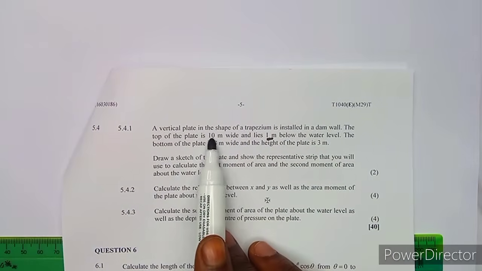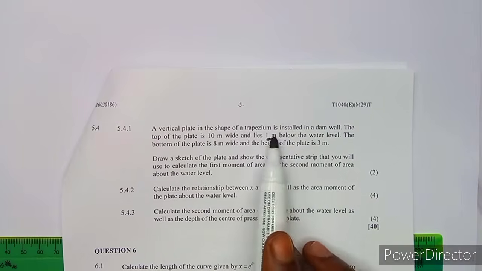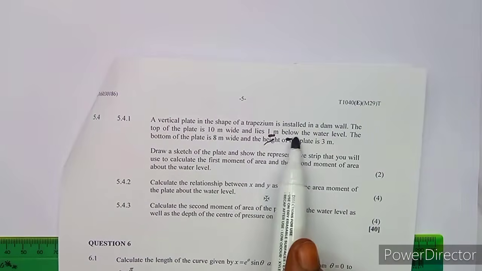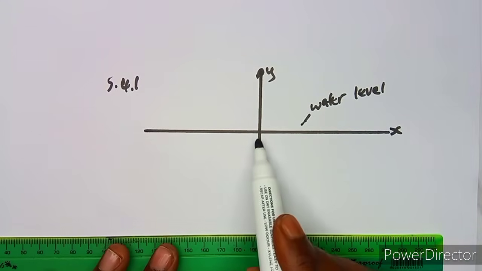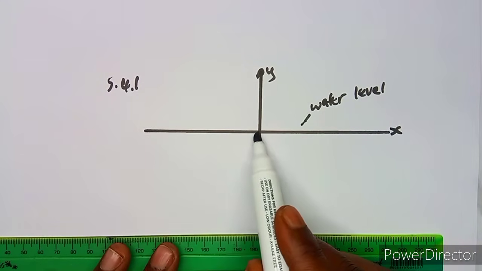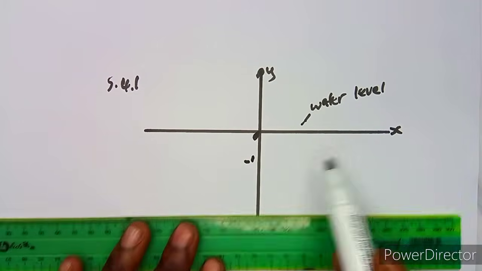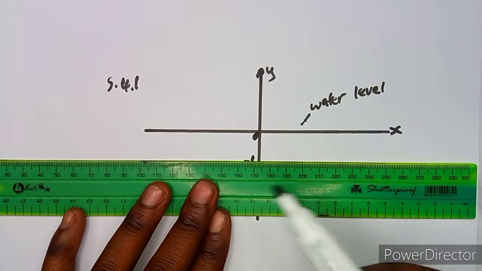The top of the plate is 10 meters wide, but it lies 1 meter below the water level. Remember we said our x-axis is our water level. It lies 1 meter below. Because this is 0 here, we are going to have -1, you're going down. So let's just say this is our -1, so it lies 1 meter below.